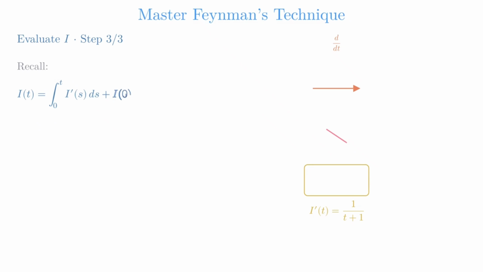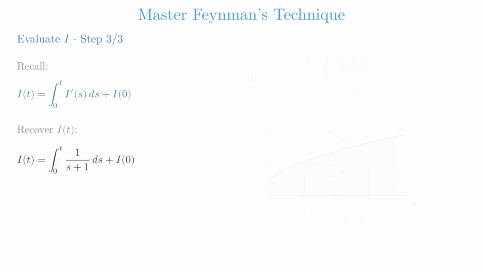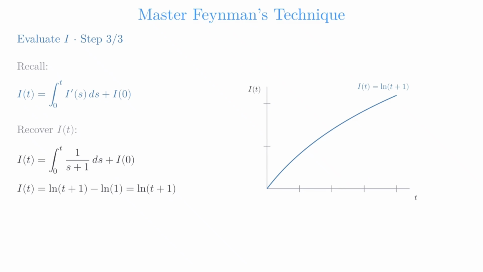Step 3. We integrate I prime of t from 0 to t, using our initial condition I of 0 equals 0. I of t equals the integral of 1 over s plus 1 from 0 to t plus I of 0. This integral gives ln of t plus 1 minus ln of 1, which is just ln of t plus 1. Finally, set t equals 1. I equals ln of 2.